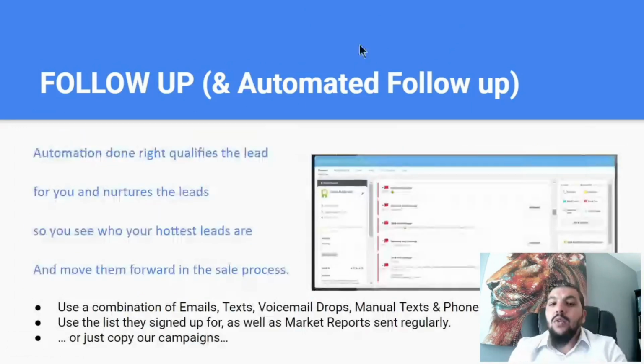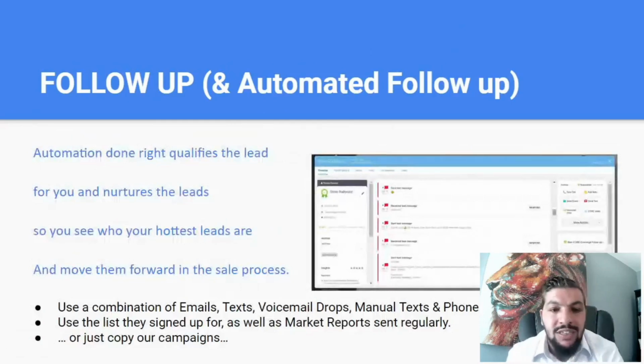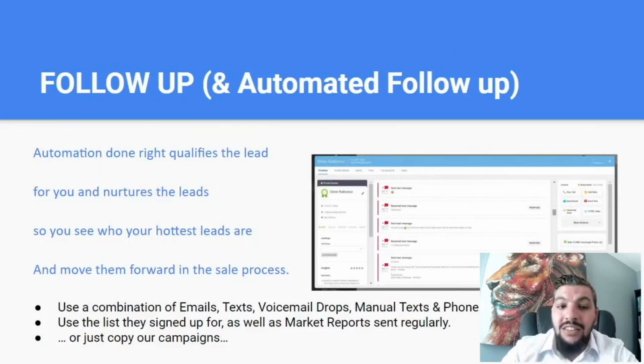So speaking of follow-up, we want to make sure that there are automations in place, right? Automation done right qualifies the lead for you and nurtures the lead so that you can see where your hottest leads are and move them forward in the sales process. So you want to have a combination of emails, texts, voicemail drops, manual texts and phone calls you send yourself, and even video texts if your CRM allows you to do that.